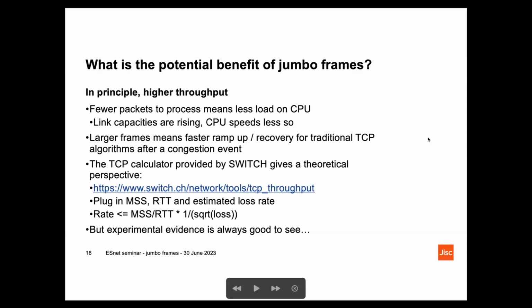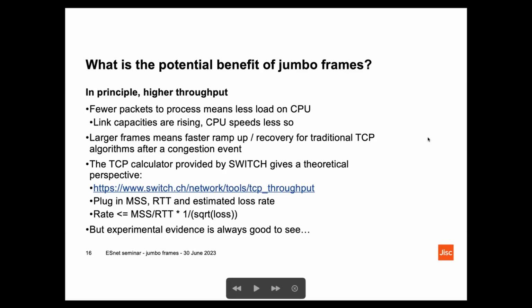If you look at the TCP calculator that Switch kindly made available, which is quite a nice little resource, you can see if you put in the bigger MSS, the Mathis theory, you're getting significantly more throughput for using a higher MTU. But as I say at the bottom here, experimental evidence is always good to see.